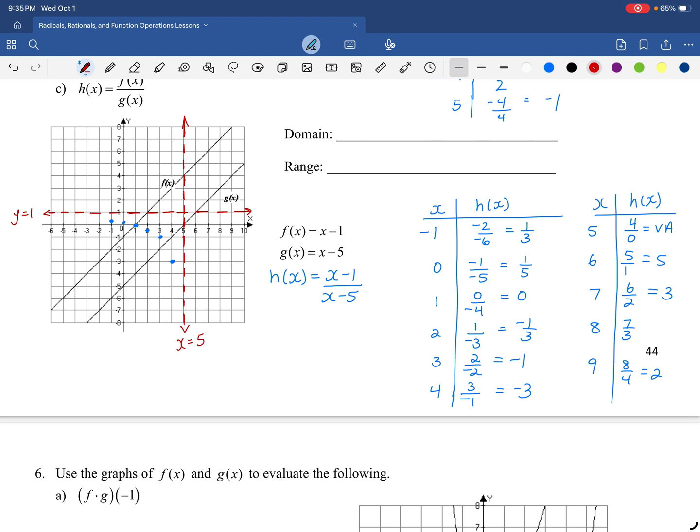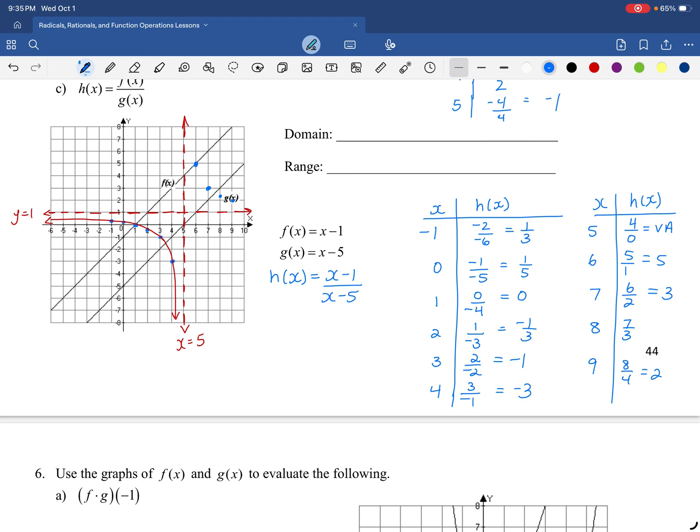Okay, so I'm just going to go ahead and sketch this in. It's coming something like this. There we go. Now I'm going to go to the right side of the asymptote. So 6 and 5, that's going to sit here. 7 and 3, it's going to sit here. 8 and 7/3, so that's like 2 1/3, it's going to be somewhere here. And then 9 and 2.